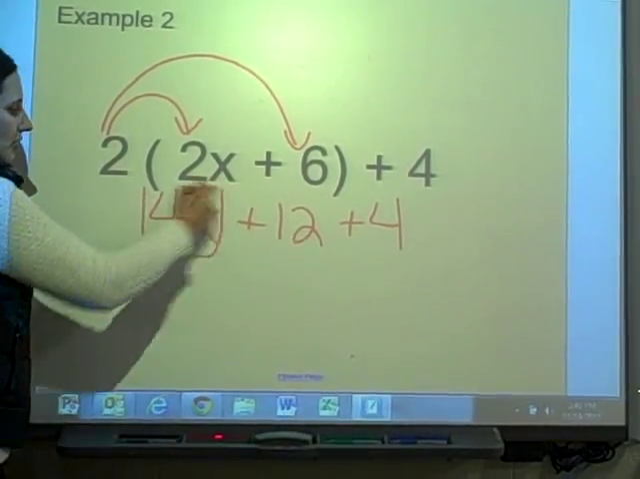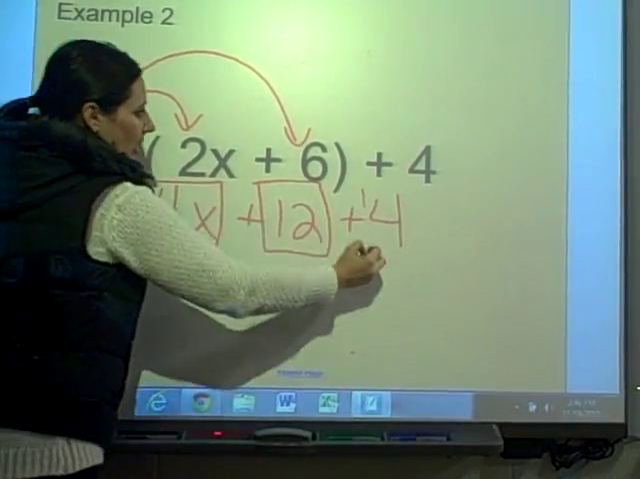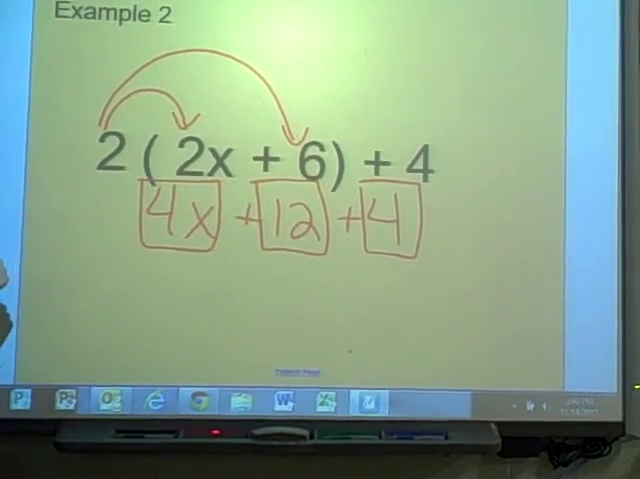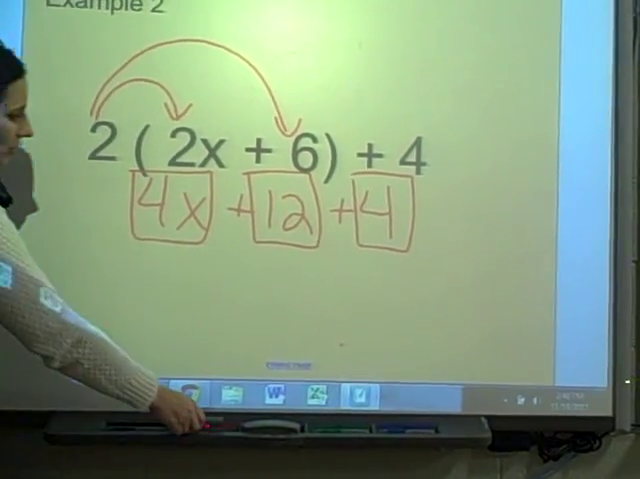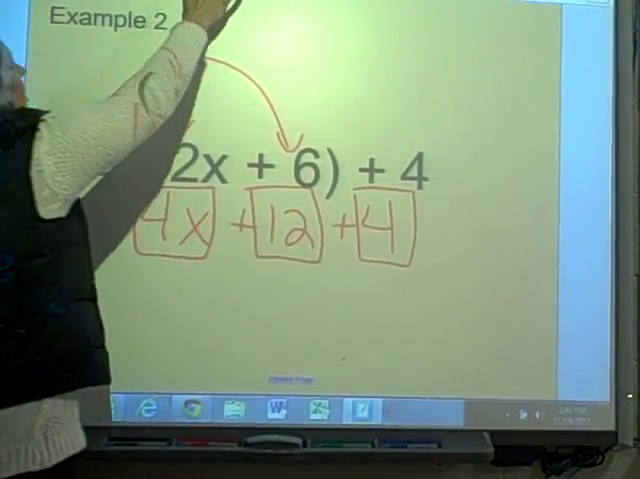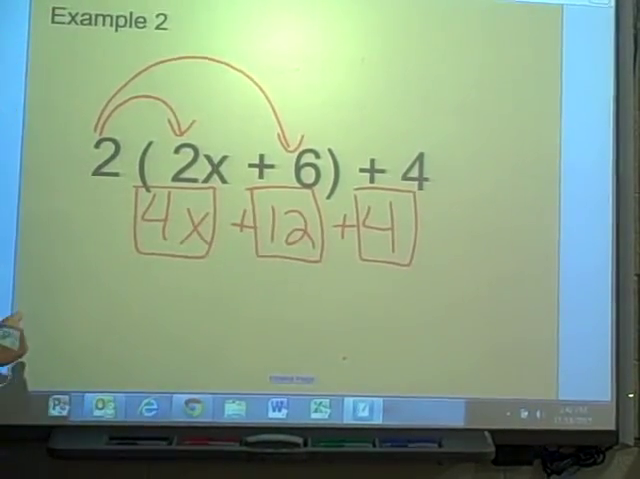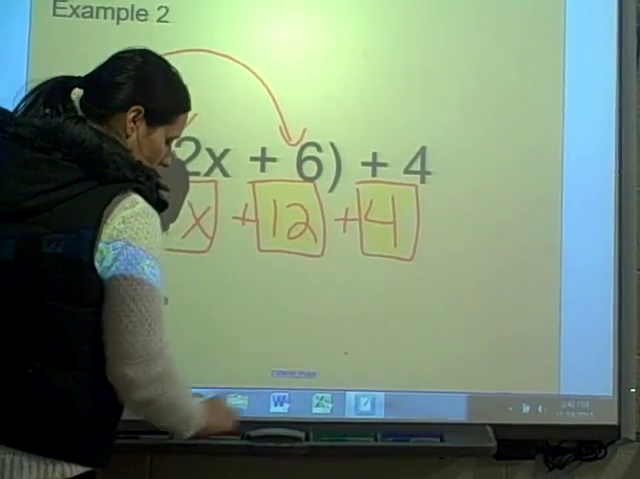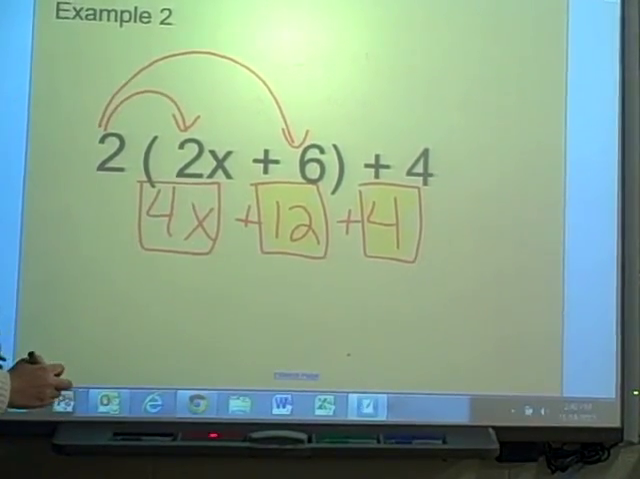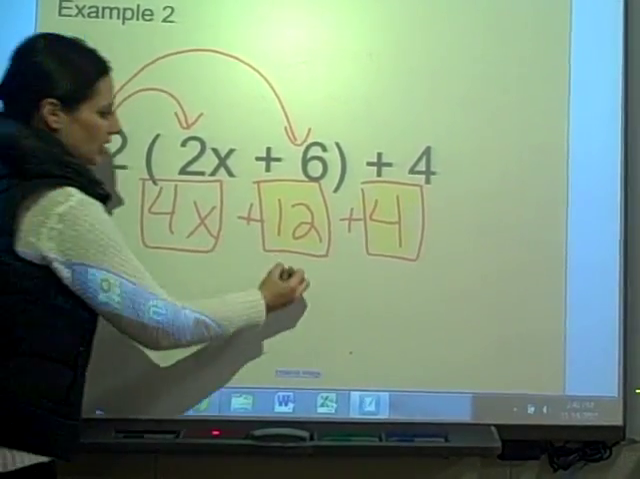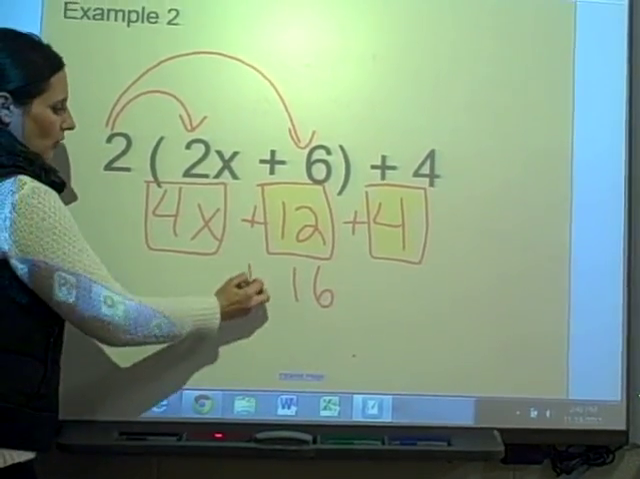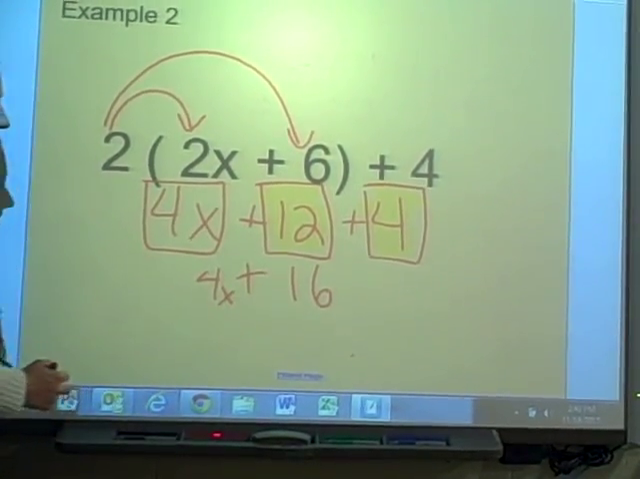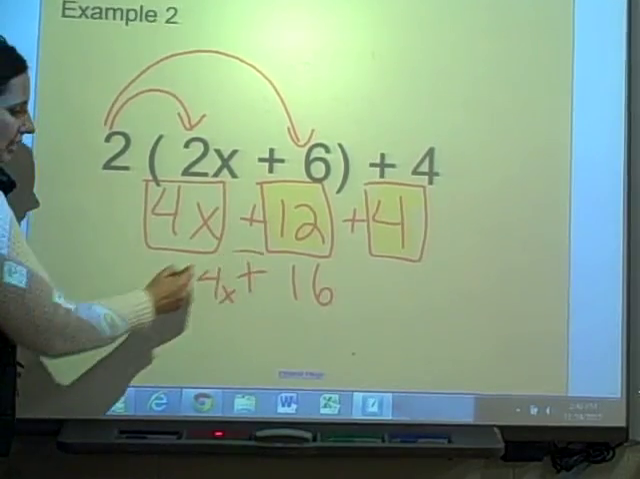Next, box your terms. I don't see anything I have to KFC up here. I don't see any invisible ones, so go through now and highlight. What goes together here? My 2 constants. 12 plus 4 gives you 16. Don't forget about your 4x. Your final answer would be 4x plus 16.